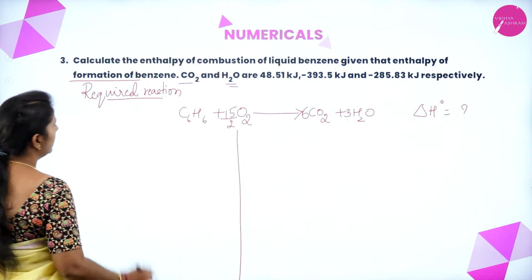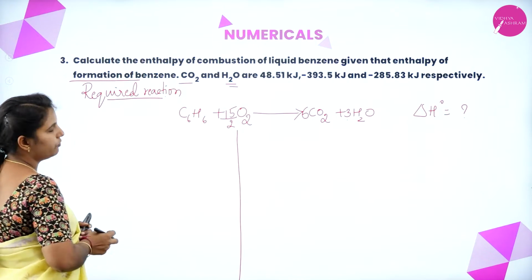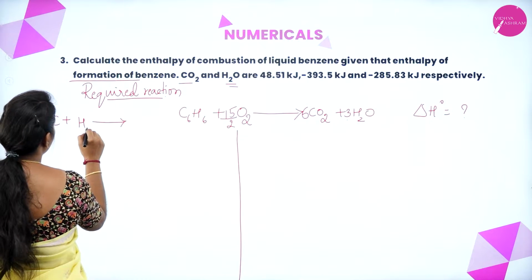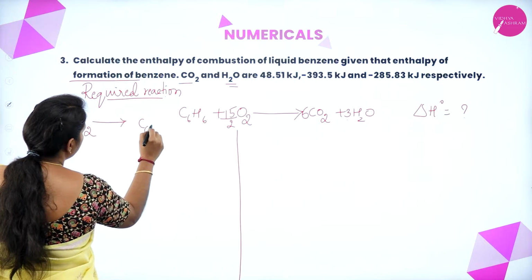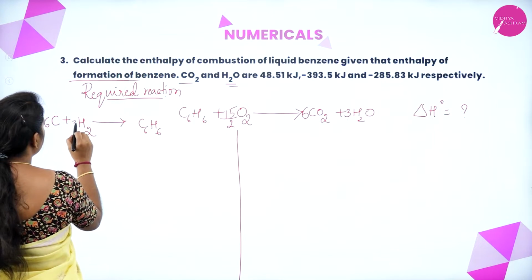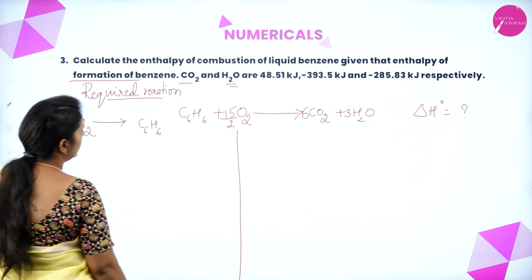Look at the board now. So, now I will take up the formation of benzene. We know that carbon combines with hydrogen, giving rise to benzene. How many carbons do we want? 6, and 6 hydrogen. So, 3 2s are 6.